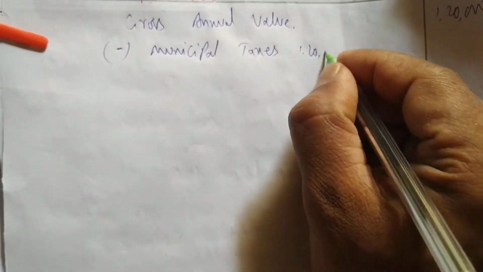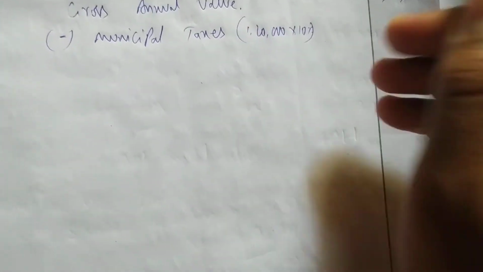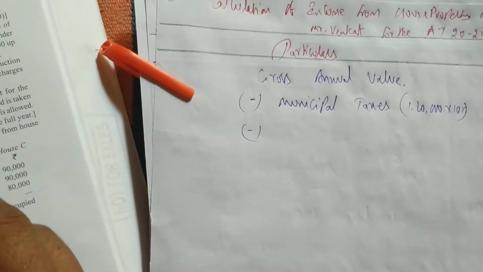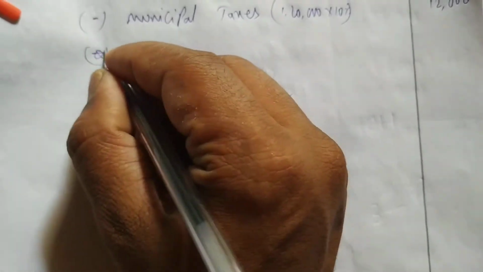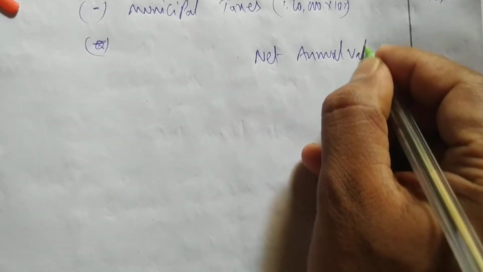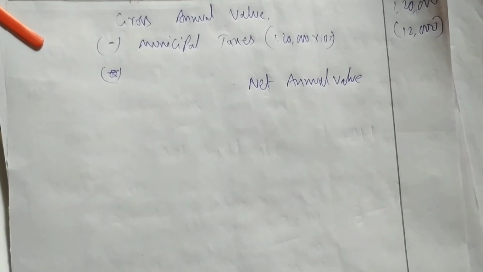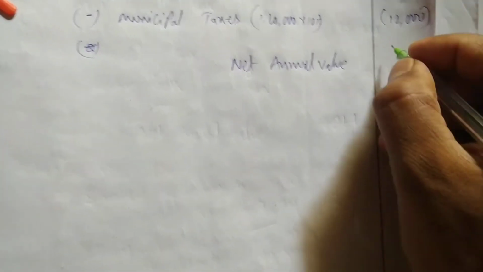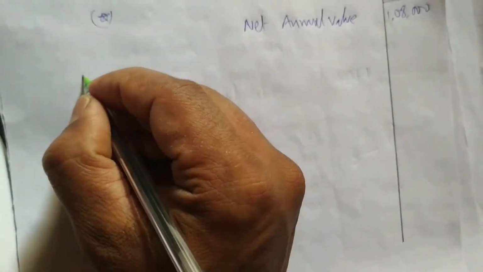So 1,20,000 into 10%, we are getting 12,000 as municipal taxes. Any other tax we are having apart from municipal taxes? No. Next is what? Net annual value. Okay. So from 1,20,000 you deduct 12,000, you get 1,08,000 as net annual value. Okay. Next you deduct what?